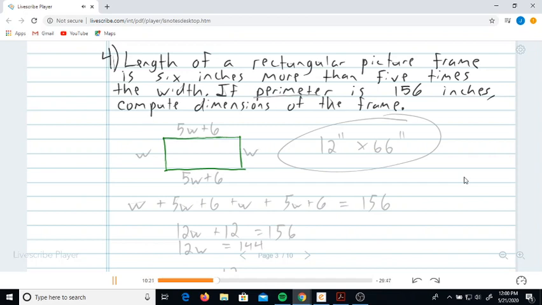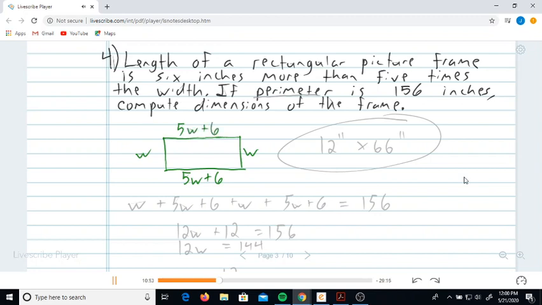Now, just like I mentioned at the beginning of the lecture, you want to avoid multiple variables. So you want to think about, hey, how can I label all of these dimensions with a single variable? Well, it says right in the very first sentence, length is defined in terms of width. So the length is 5 times the width, so we'll call that 5W. It's 5 times the width plus 6, and the width is the width. So there are our dimensions. Note, it's very important here that we define everything in terms of a single variable.